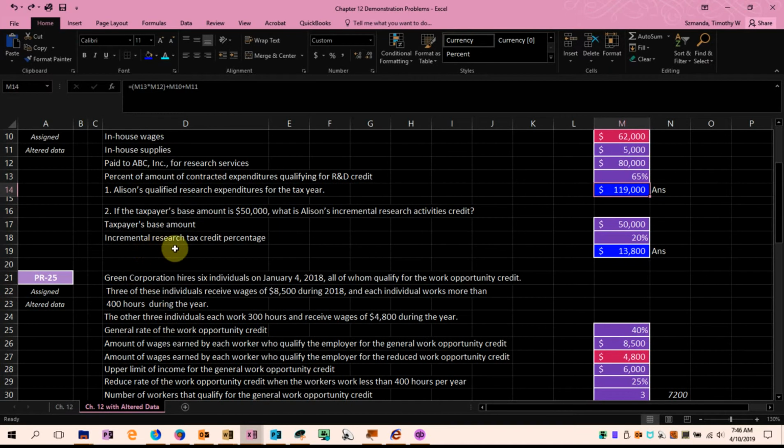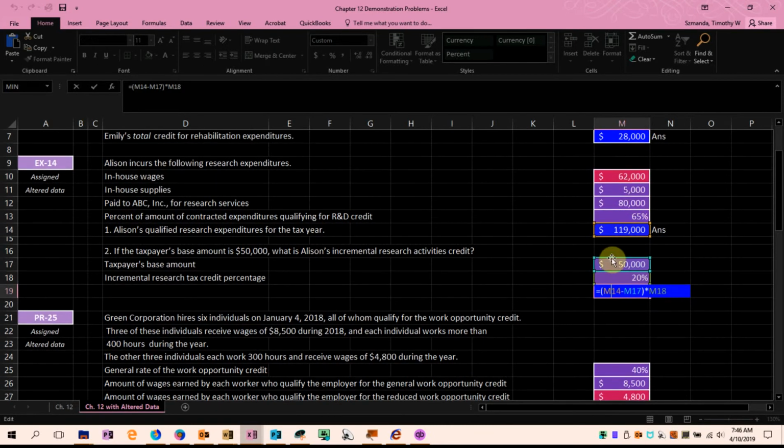Part 2 says if the taxpayer's base amount is $50,000, what is Allison's incremental research activity? So here I just gave in the base amount of $50,000. Again, this is for the research, incremental research tax credit percentage. Again, it's at 20%. And in this case, I took the amount expended of $62,000, added again the $5,000 and 65% of the $80,000. So I ended up taking the 20% of the $119,000. And then to that I multiplied it by the 20%.